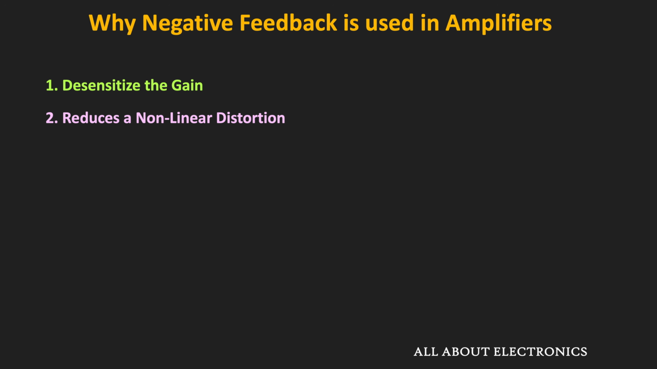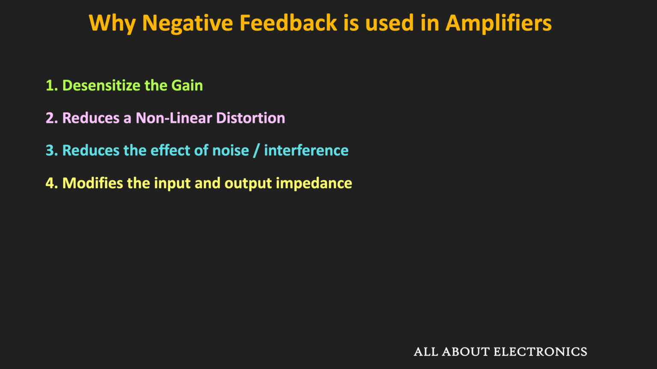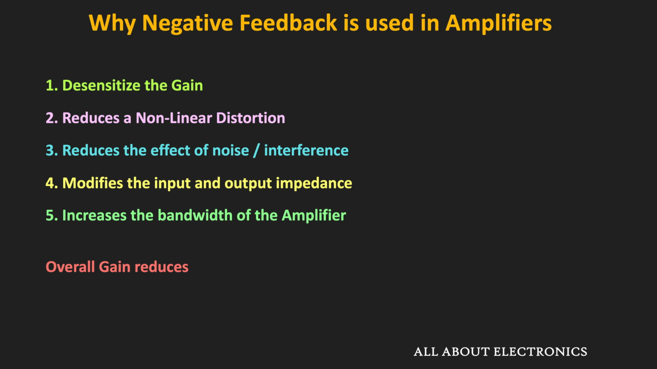Apart from that, negative feedback also reduces the effect of noise or interference on the amplifier circuit. That is another advantage of negative feedback. Moreover, depending on the feedback topology, it also modifies the input and output impedance of the amplifier. And lastly, it also increases the bandwidth of the amplifier. So all these are the desirable effects of negative feedback on the amplifier circuit. Of course, using negative feedback, we can get all these benefits, but at the cost of a reduction of the overall gain of the amplifier. That means with negative feedback, the overall gain of the amplifier will reduce.